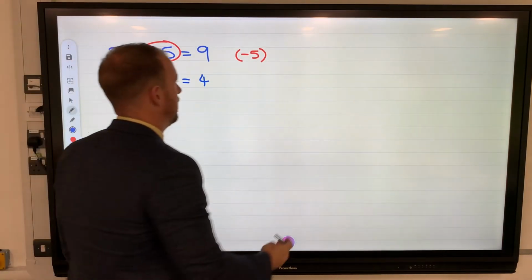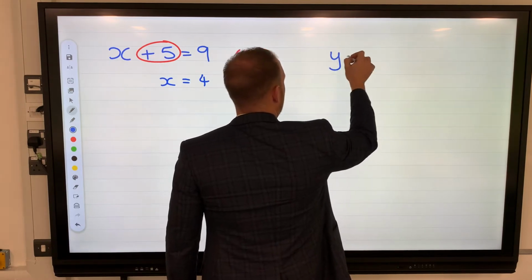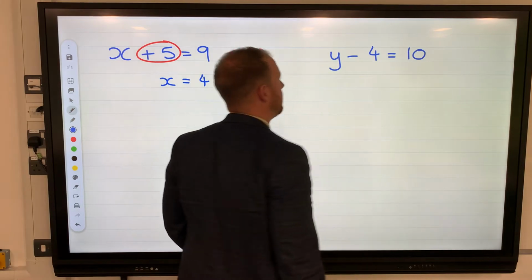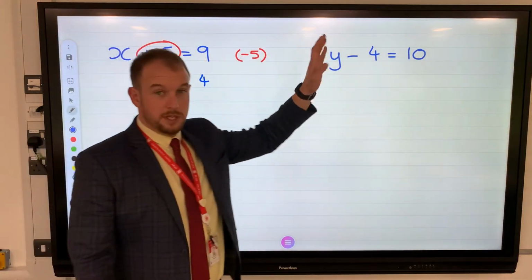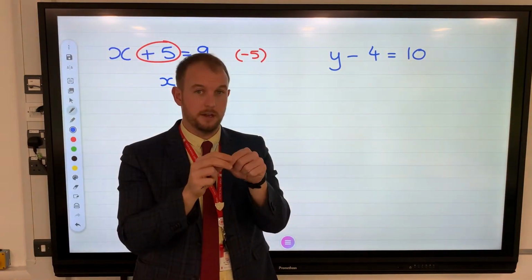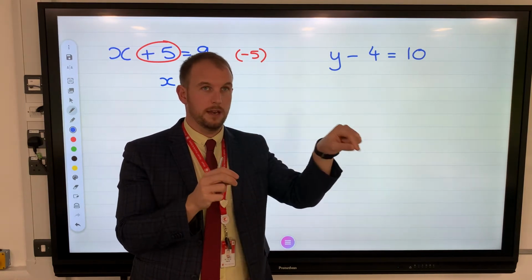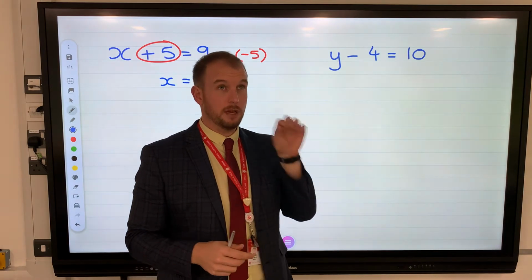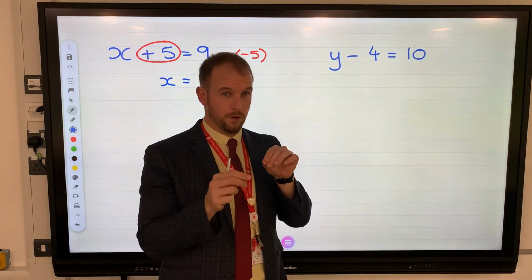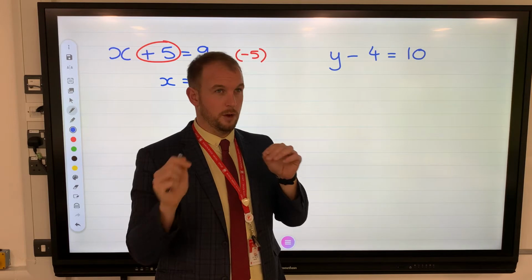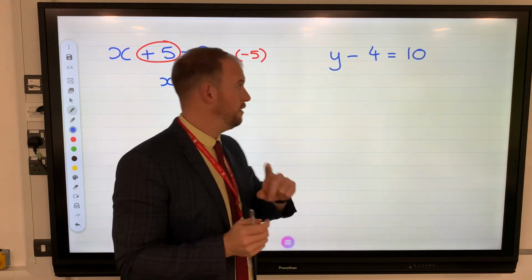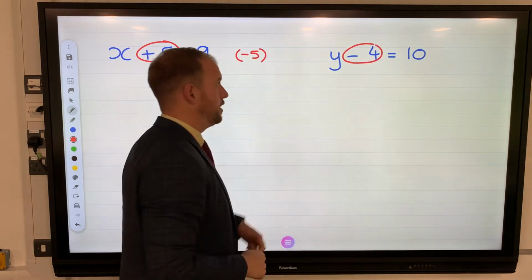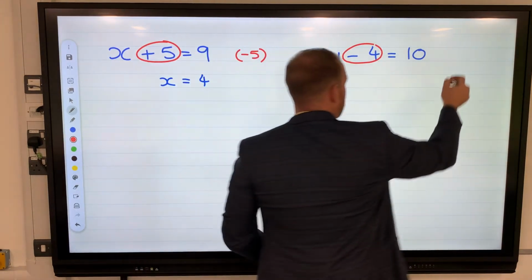Let's try a different one then. Let's try a different letter now. Y take away 4 equals 10. Okay, so now, yes, I've used this letter Y, but I've got something take away 4 equals 10, okay? Even look away from the letter and just ask yourself, something take away 4 equals 10. Then that's got to be 14. But the reason why we've got the 14, because we use the inverse operation. Opposite to the inverse of minus 4 is the plus 4.